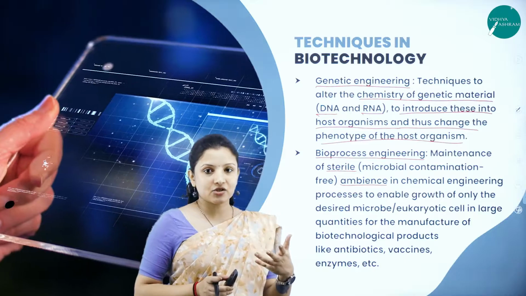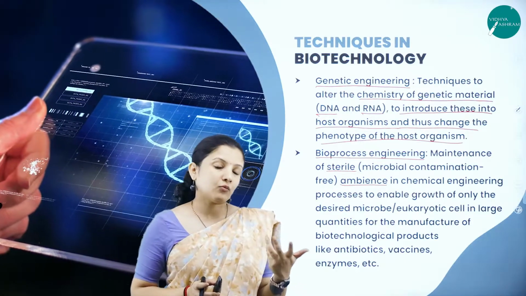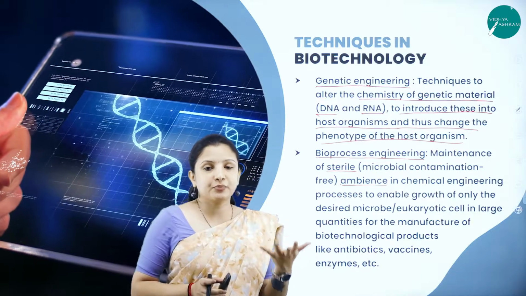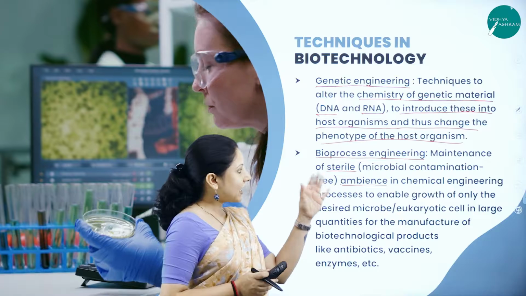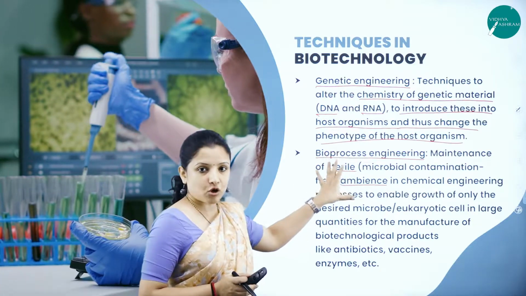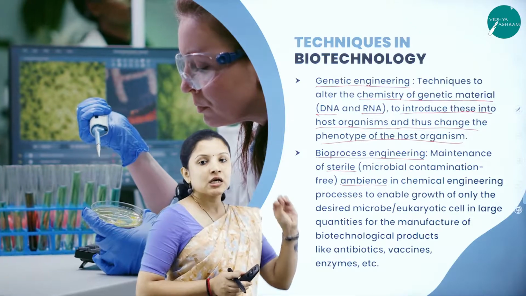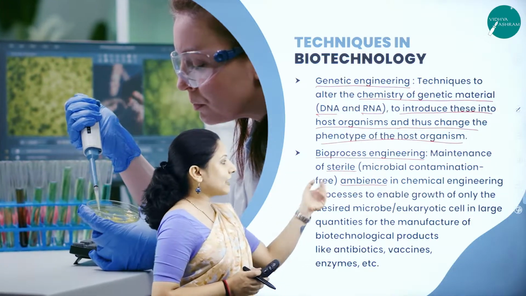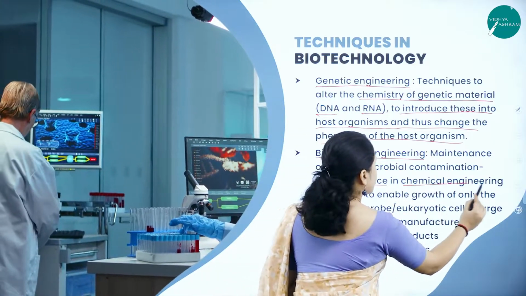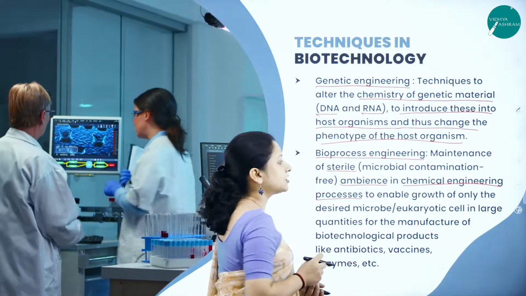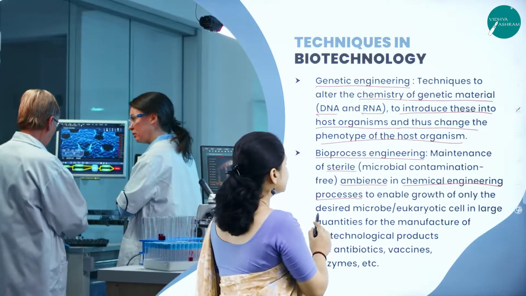So sterilization. Say for example, you're sterilizing a syringe. What do they do when sterilizing a syringe? They'll put it in hot water, they'll boil it, and it gets sterilized, right? So that is the sterile that I'm talking about here. So in bioprocess engineering, they maintain a sterile ambience in the laboratory, which is responsible for chemical engineering processes, so that they are capable of growing the desired microbe.